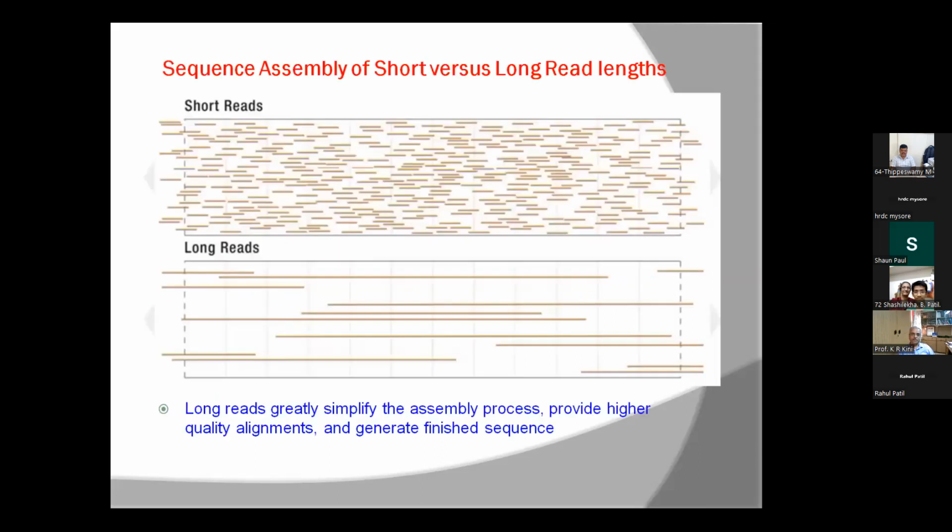Now, what is the advantage? Sequence assembly of short versus long reads. So these are the short reads. The assembly becomes a problem with short reads, the large amount of data, but with long reads, it becomes much easier to assemble. So long reads greatly simplify the assembly process, and provide high quality alignments, and they will generate the finished sequence, which is sometimes a problem. Generally, when you are doing the entire genome sequencing of large organisms, 0.5 to around 1% of the sequence cannot be assembled properly. But this can be possible by long read sequencing.